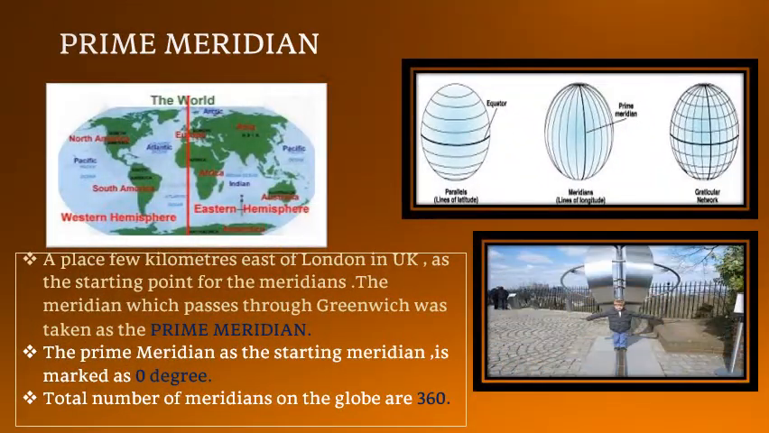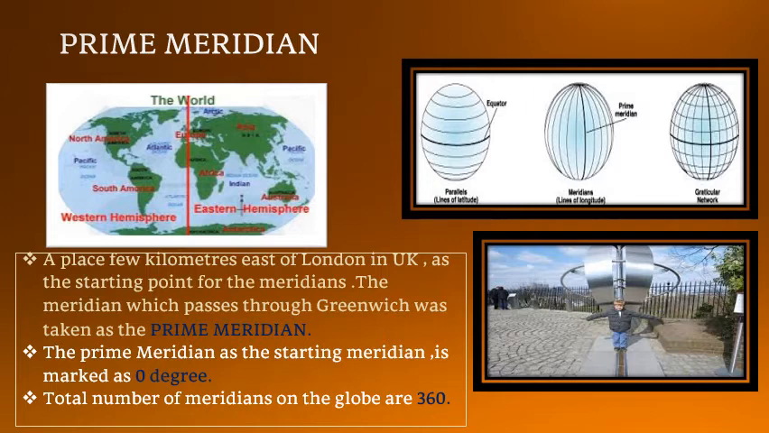In the year 1884, some countries mutually agreed to fix Greenwich, a place in the UK, as the starting point for the meridians. The meridian which passes through Greenwich was taken as the prime meridian. The longitude of a place is always expressed in degrees. The prime meridian, as the starting meridian, is marked as 0 degree.